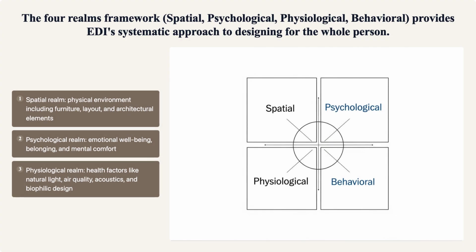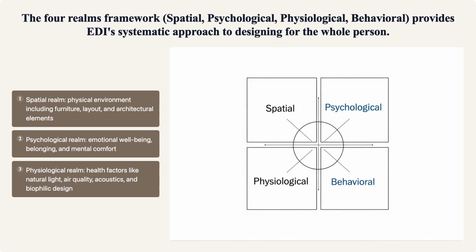At the heart of EDI's methodology lies David Thornburg's Four Realms of Human Experience, adapted by Prakash Nair into a powerful design framework. The spatial realm addresses the physical environment, furniture, layout, and architectural elements. The psychological realm focuses on emotional well-being, sense of belonging, and mental comfort. The physiological realm considers health factors like natural light, air quality, acoustics, and biophilic design. The behavioral realm examines how spaces influence actions, encouraging collaboration, creativity, and positive social interactions.